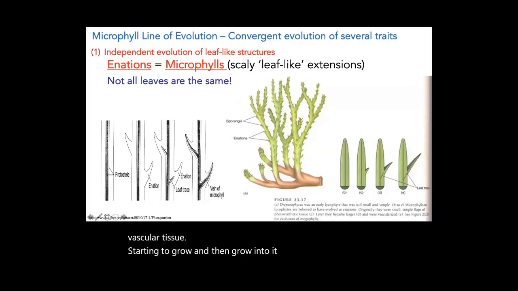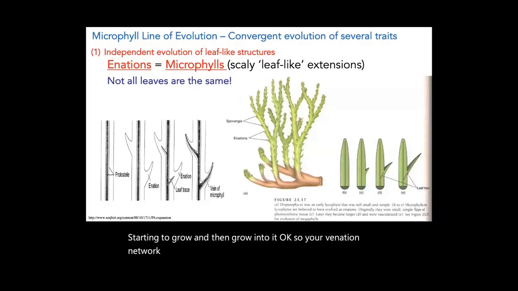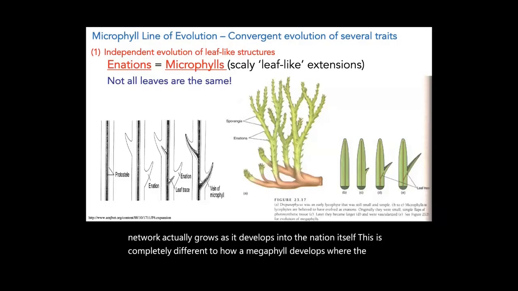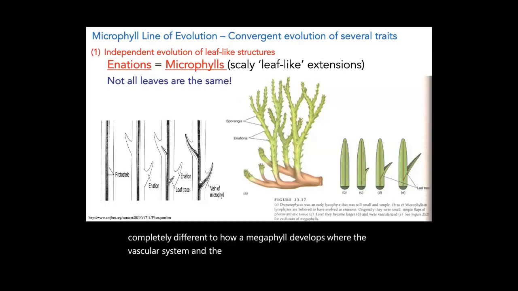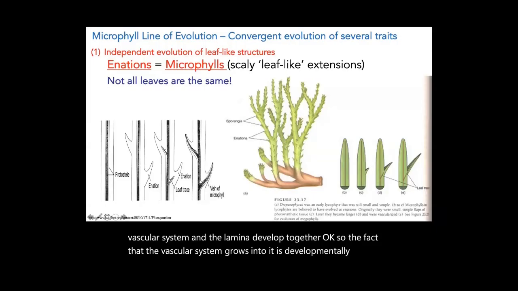So your venation network actually grows as it develops into the annation itself. This is completely different to how a megaphyll develops, where the vascular system and the lamina develop together, okay? So the fact that the vascular system grows into it is developmentally totally separate, okay? And you can see that again here.